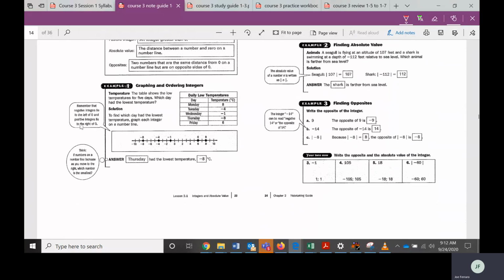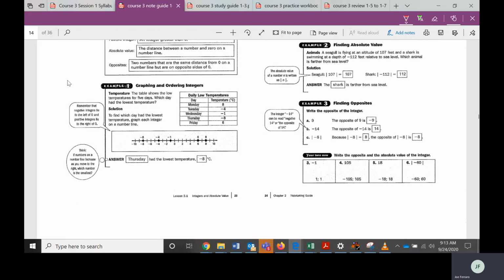But let's get started on just kind of a mini word problem. It's not even really too much of a word problem, but looking at graphing and ordering integers. The table shows low temperatures for 5 days. Which day had the lowest temperature? With positives, you know what numbers are big and what are small. But with negatives, you have to get in your head that the bigger a negative number looks, actually the smaller it is.